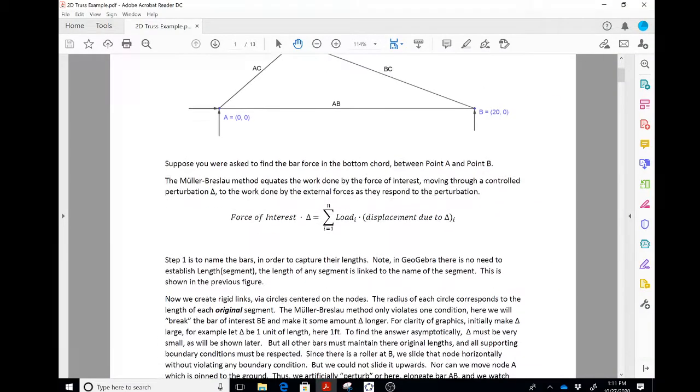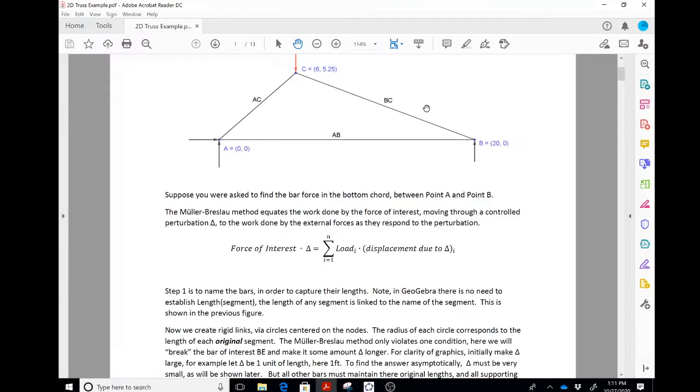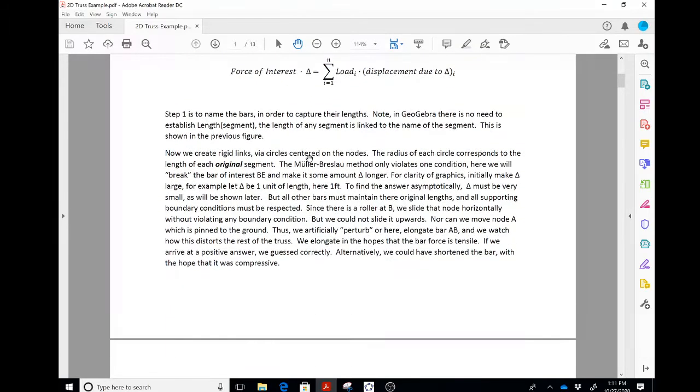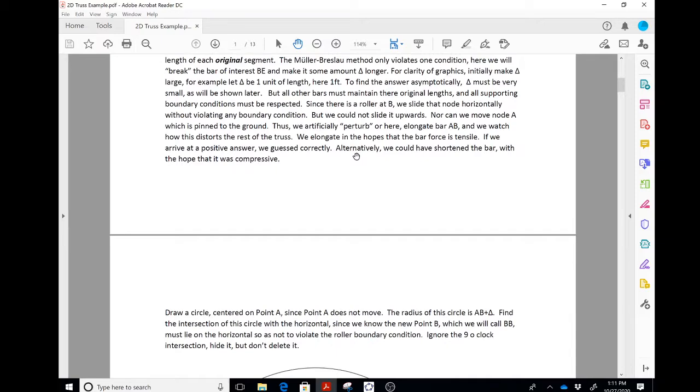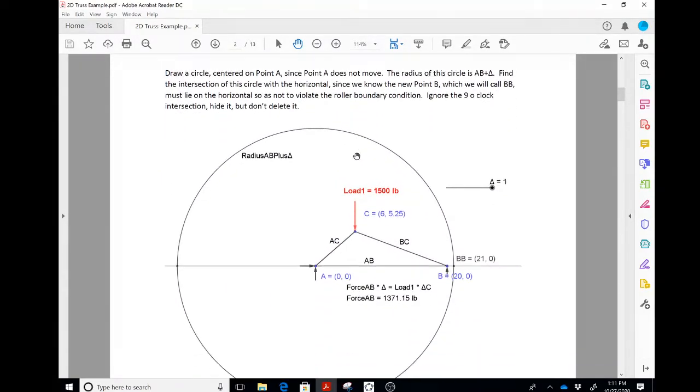So in GeoGebra, you label the segments AB, AC, and BC, and then you don't have to say anything like length of AB or length of AC. The definition is that the length is within the name. It's a magnitude. So how do we start this off?